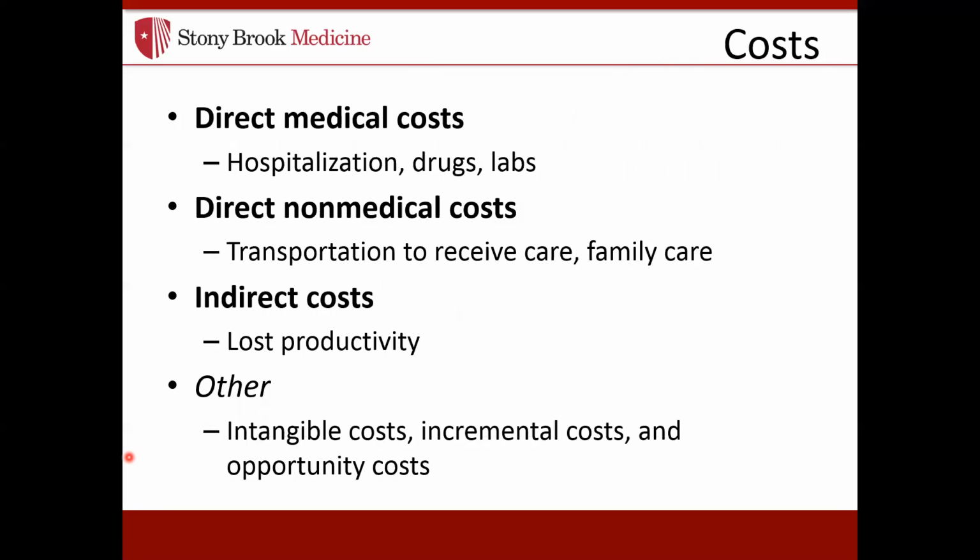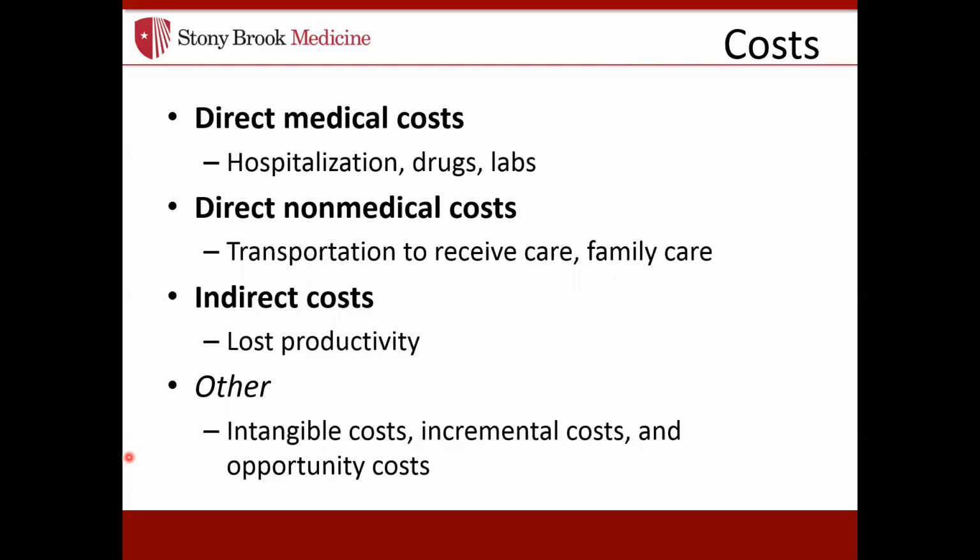The test can also ask what types of costs are associated. So you have your direct medical costs. These are costs incurred for medical products and services used for the prevention, detection, and treatment of a disease. Some examples of this are the direct cost of being hospitalized, the drugs that are used, the lab testing, and the supplies used.